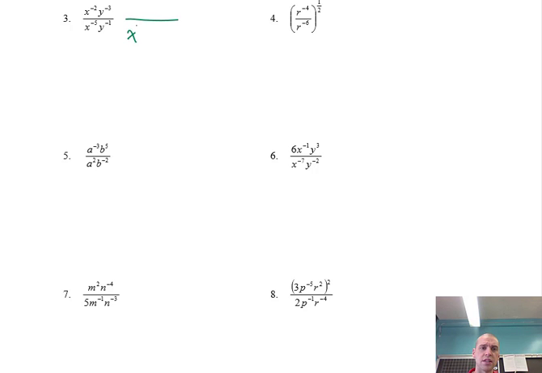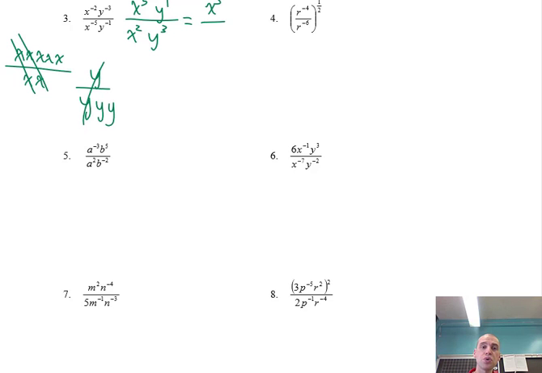X to the negative second moves to the bottom. Y to the negative 3 moves to the bottom. X to the negative 5 moves to the top. And y to the negative 1 moves to the top. Now, x to the 5th divided by x squared. We talked about this. If I have 5 x's in the numerator divided by 2 x's in the denominator, those 2 are gone. So you're left with x cubed. And if I have 1 y on the top and 3 y's on the bottom, I'm left with 2 y's in the denominator. So 5 minus 2 gives you 3. That's a quick way to do that. And 3 minus 1 gives you 2, but there's more in the denominator, so it stays in the denominator.